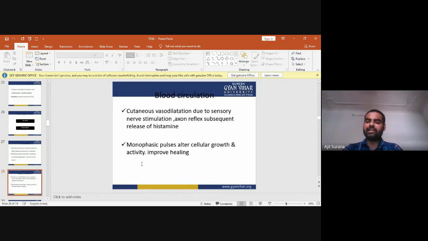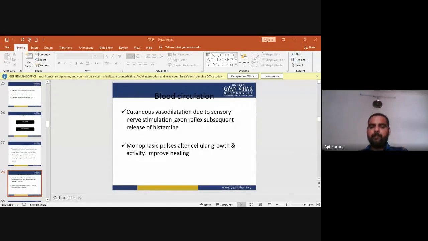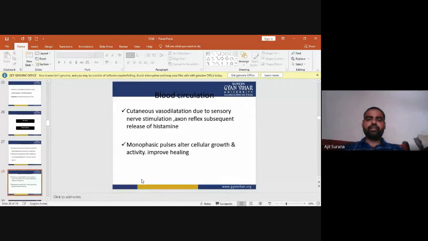Cutaneous vasodilatation due to the sensory nerve stimulation. They cause the cutaneous vasodilatation due to the sensory nerve stimulation, or axon reflex and subsequent release of histamine.